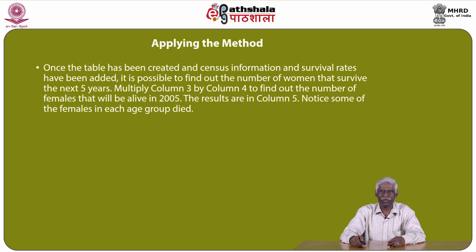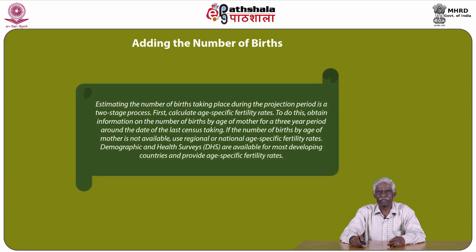Once the table has been created and census information and survival rates have been added, it is possible to find out the number of women that survive in the next 5 years. Multiply column 3 by column 4 so as to find out the number of females that will be alive in the year 2005. The results are in column 5. Notice some of the females in each group are no more. Adding the number of births.